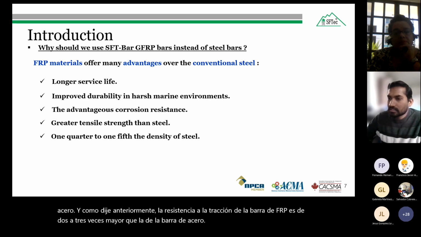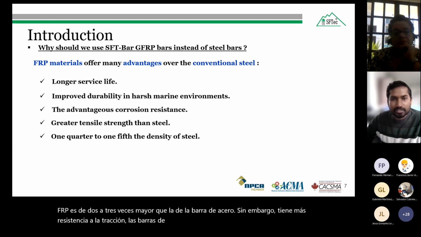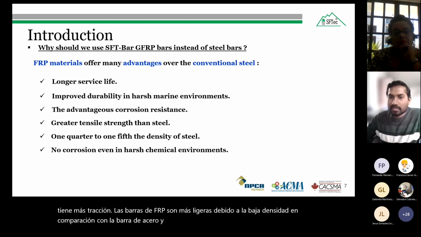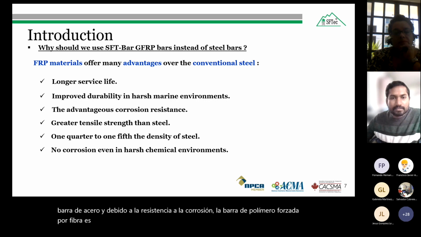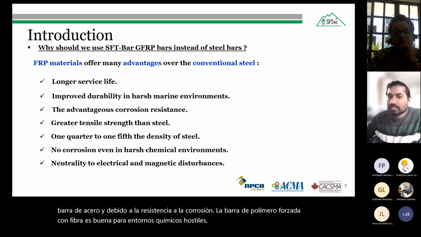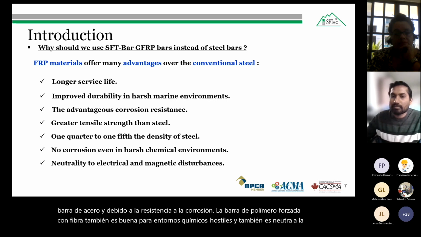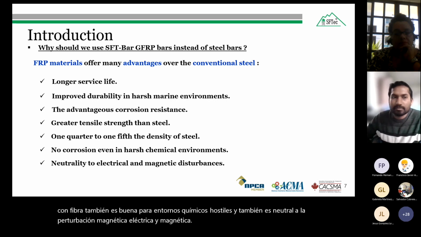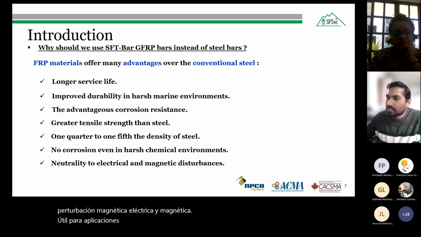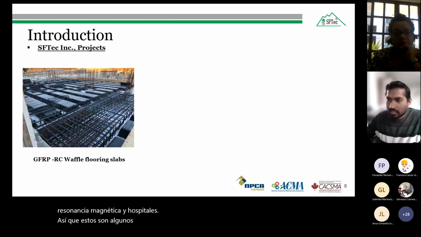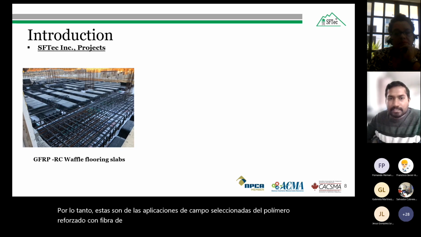FRP bars are lighter due to their low density compared to steel bar. Due to the corrosion resistance, fiber reinforced polymer bars are good for harsh chemical environments as well. They are also neutral to electrical and magnetic disruptions, useful for applications such as airports, military applications, MRI rooms, and hospitals. These are some of the selected field applications of the SFTec fiber reinforced polymer bar, which we have already done in Canada.